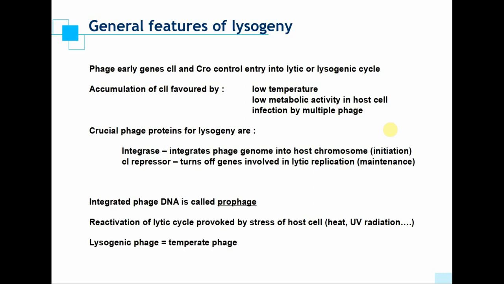So the lysogenic cycle makes sense for the bacteriophage. It's optimizing the replication strategy. Okay, so just a couple of reminders of terms. Phage DNA that's integrated is called prophage, and lysogenic phages are also called temperate phages. Temperate means they're quite soft, not nasty.